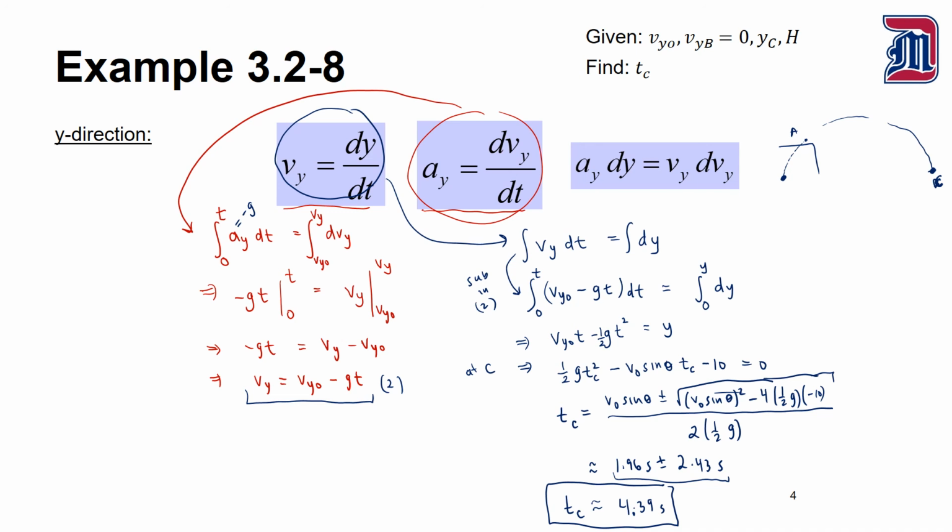The very last thing that we need is the range. We also wanted to know how far the particle traveled. If we go back to equation 1, which we found when we were doing the x direction analysis, we had that L is equal to the x component of the velocity times the time of flight. We have everything we need now to calculate L.